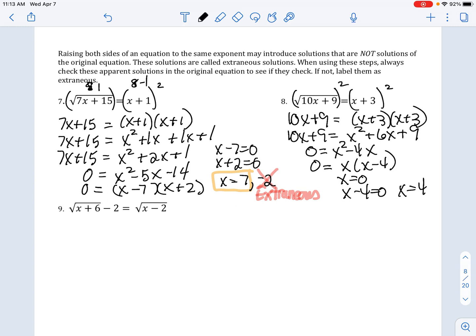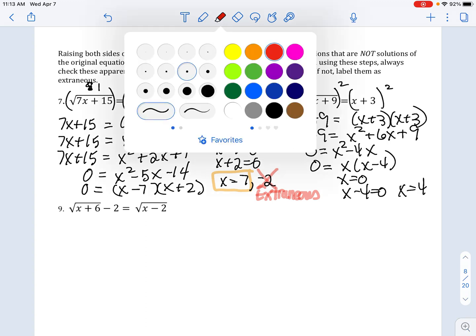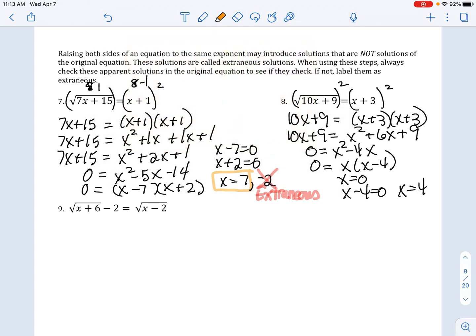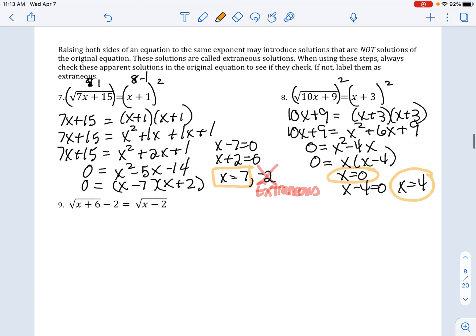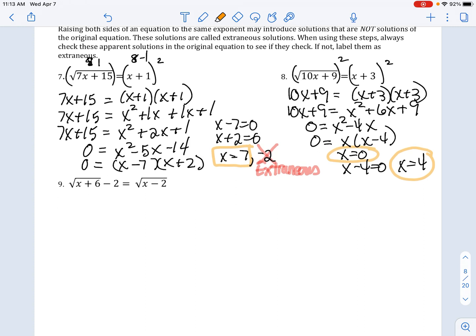Let's test them. If I plug in 0, I get the square root of 9, which is 3 on the left. If I plug in 0 on the right, I get 3. So that one checks. If I plug in 4, I get the square root of 49, which is 7 on the left, and I get 7 on the right. So here it is an example where both solutions are actual solutions of the original equation.